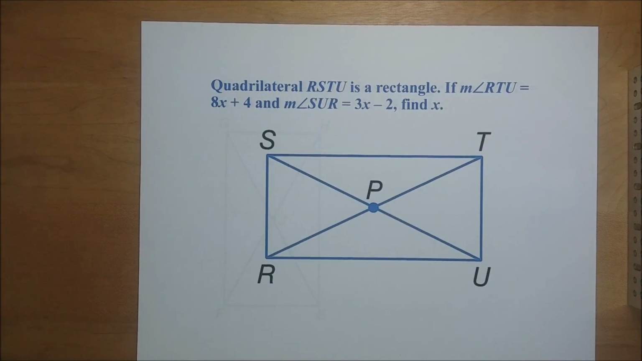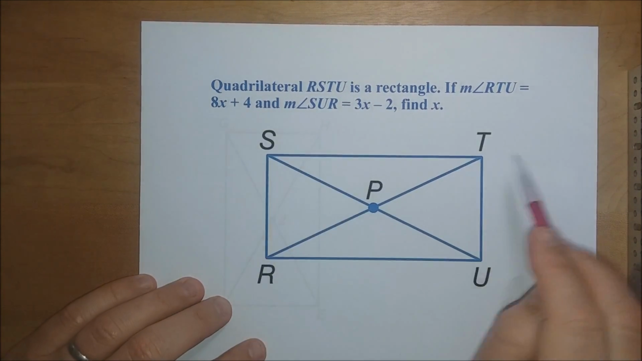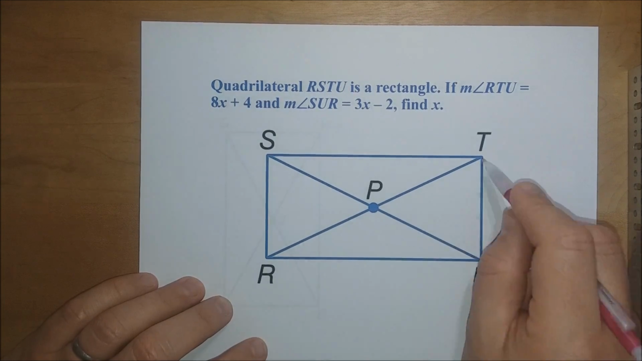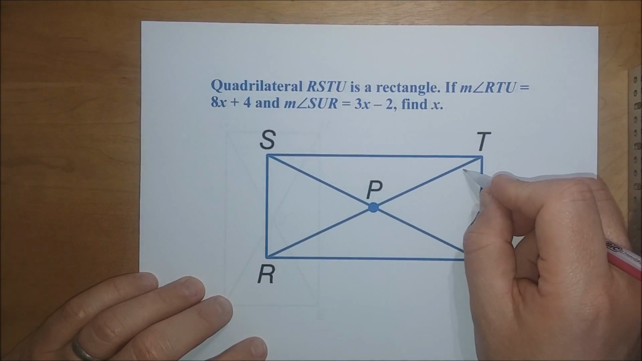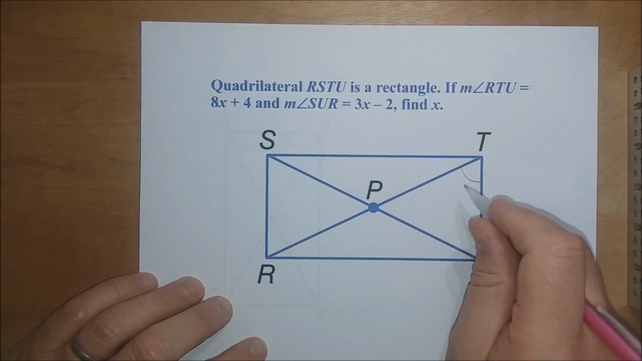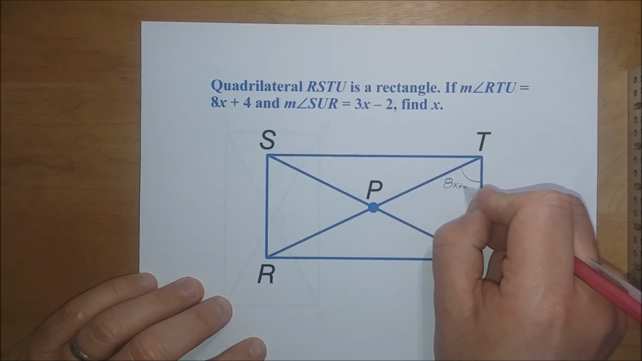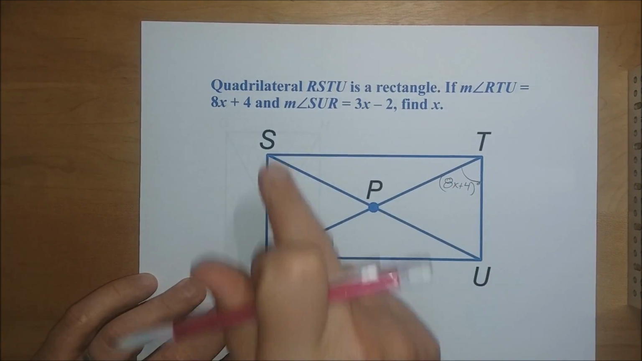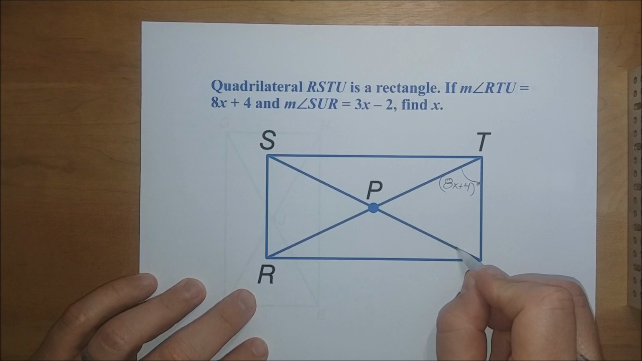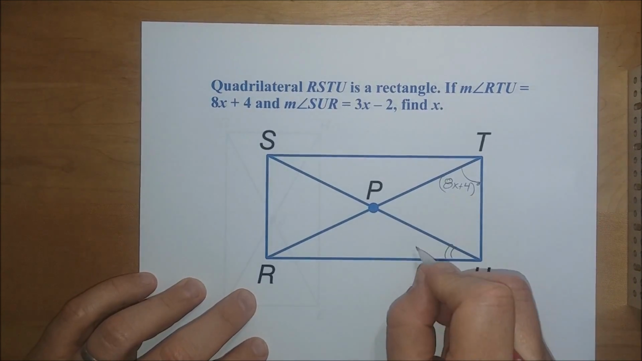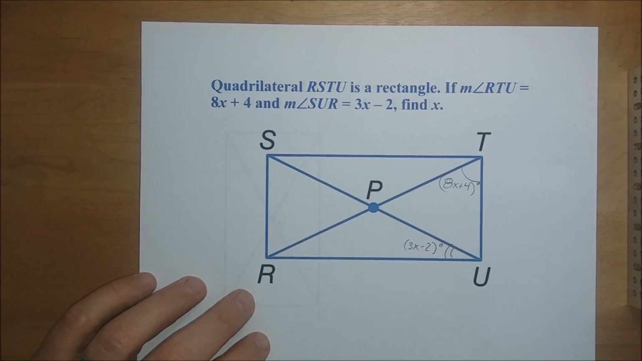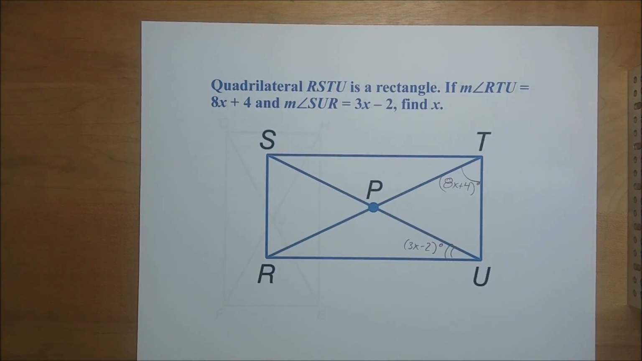Here, this is when it gets fun, when we get to mix in a little algebra. Quadrilateral RSTU is a rectangle. If the measure of angle RTU, that's this angle in here, is 8x plus 4 degrees, and the measure of angle SUR, this guy down here, is 3x minus 2 degrees, could we find x?